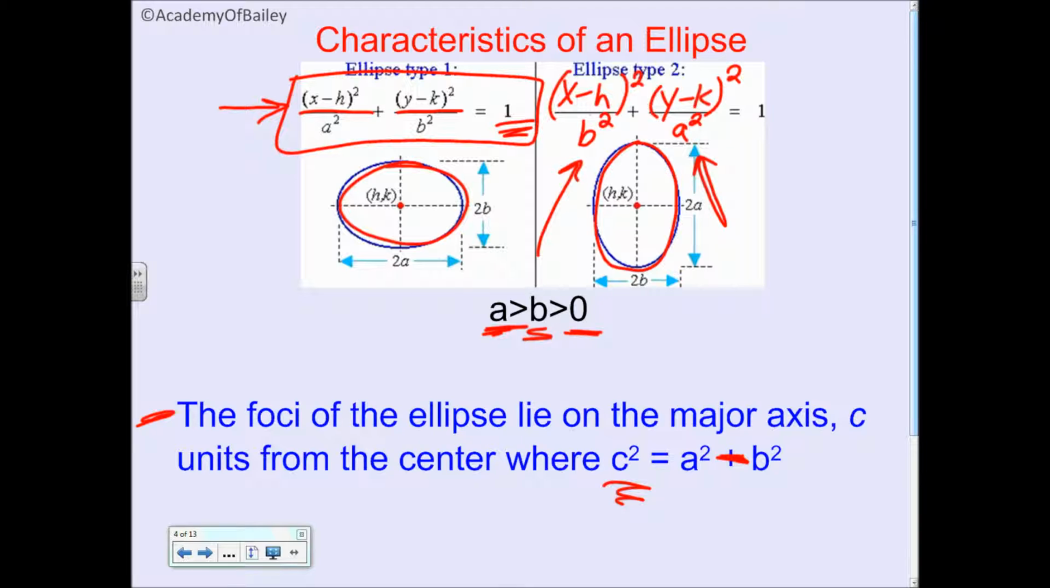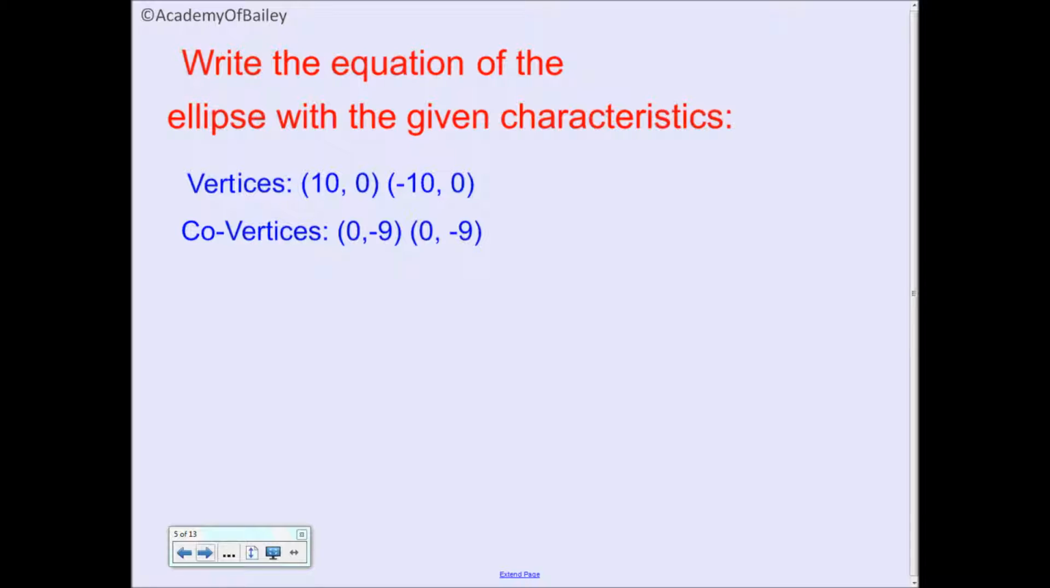Okay, we're going to move on into some problems. It says, write the equation of the ellipse with the given characteristics. The vertices are at positive 10, negative 10. Okay, so I'm just going to draw quick sketches here and hope that you can identify. So if this is negative 10, 0, and this is 10, 0, and those are the vertices, then we know the major axis of the ellipse is horizontal.